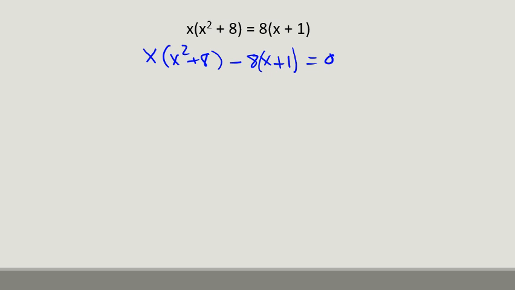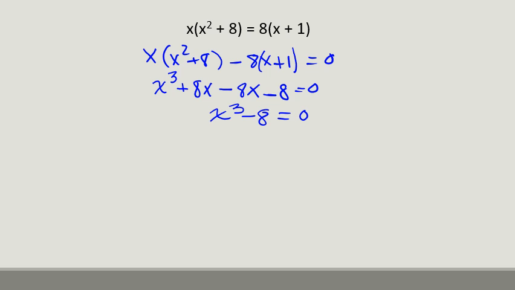So what I have to do is distribute this, so I get x cubed plus 8x minus 8x, and then minus 8 equals 0. And if I combine my like terms, I get x cubed minus 8 equals 0.